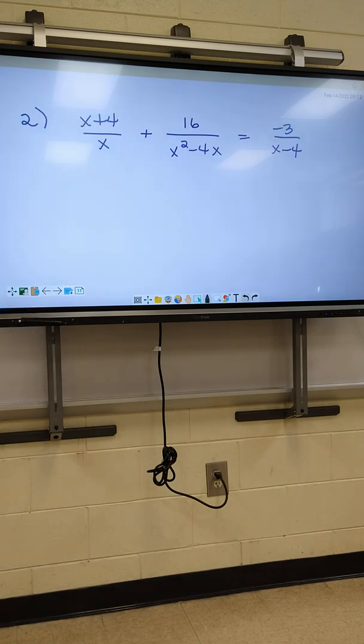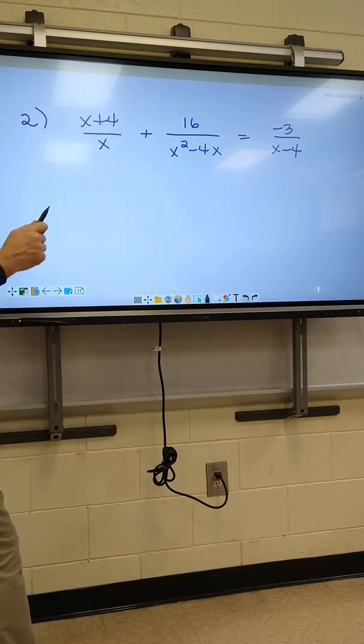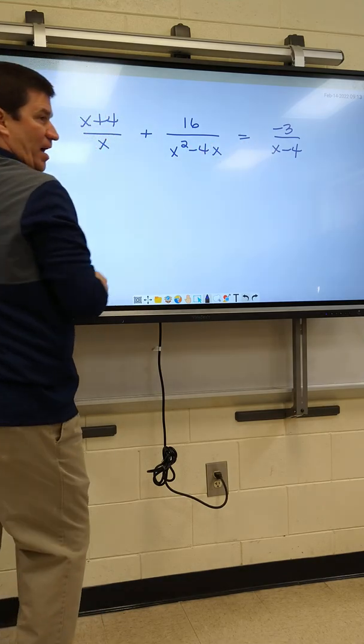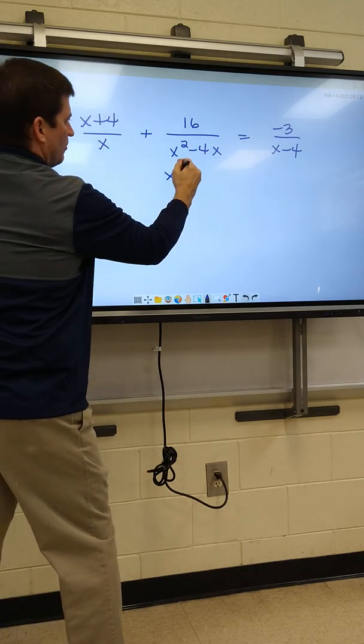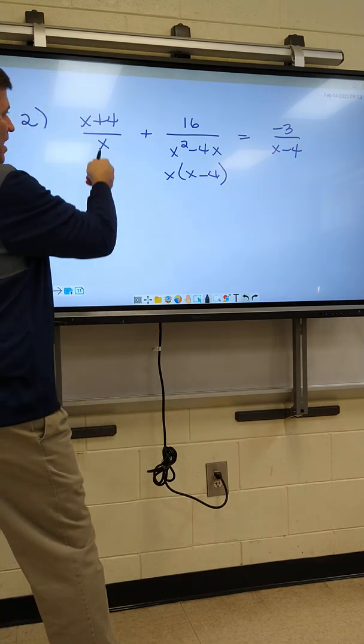All right, so look at this one. Y'all look at the bottom of each fraction. Which one is going to have to be factored out? The x squared minus 4x, right? All right, what have I always said about when you factor it out? The answer is going to be the bottom of the other two fractions. So if I'm right, then that should be how you factor it out, right? An x and an x minus 4.